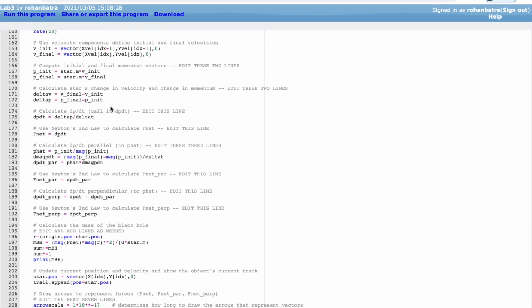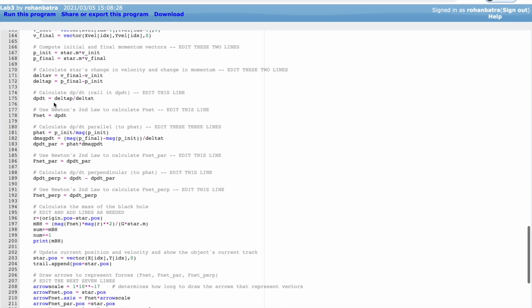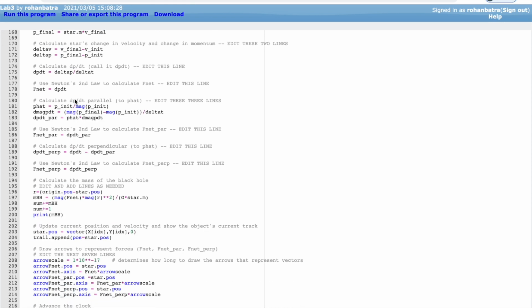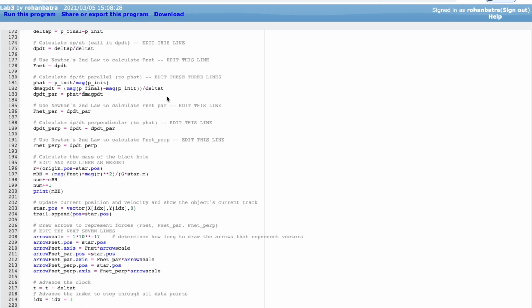To find the change in velocity, we have used the formula delta V equals V final minus V initial, and similarly for change in momentum, delta P equals P final minus P initial. Then we have used Newton's second law to calculate F net and equate that value to the rate of change of momentum. To calculate the parallel and perpendicular components of the rate of change of momentum, or net force, we use the following formulas.